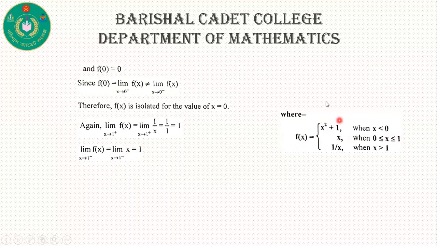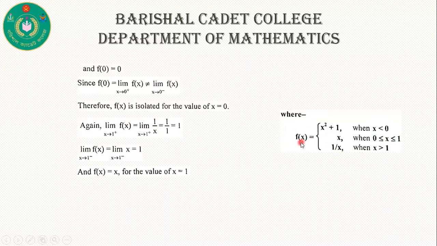Again I repeat, x tends to 1 plus, that means the value of a function x greater than or equal to 1. For x greater than or equal to 1, the function is defined as f of x is equal to 1 by x. And x tends to 1 to the power minus, that means the value of x is less than or equal to 1. That's why we put the value f of x equal to x here. Now putting the value 1.